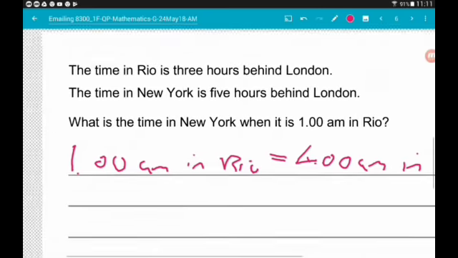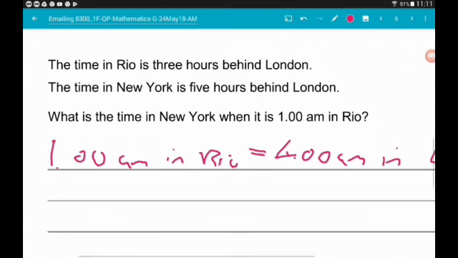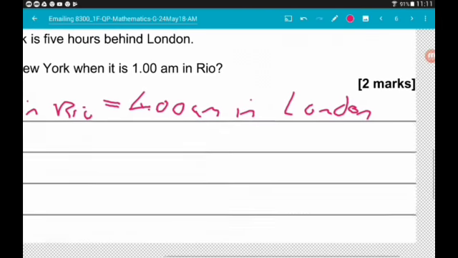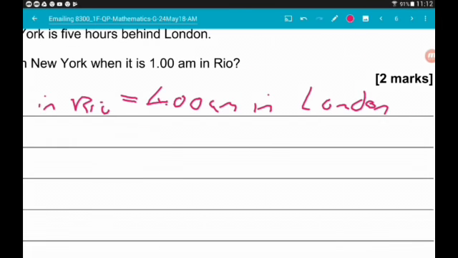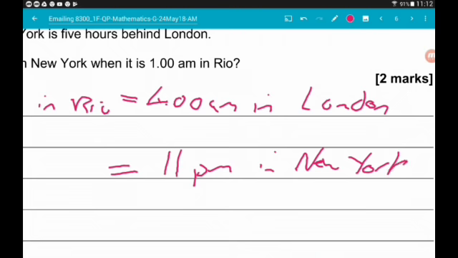Now the time in New York is 5 hours behind London, so 4 AM in London is going to be 5 hours behind in New York, so that's going to give us 11 PM in New York.